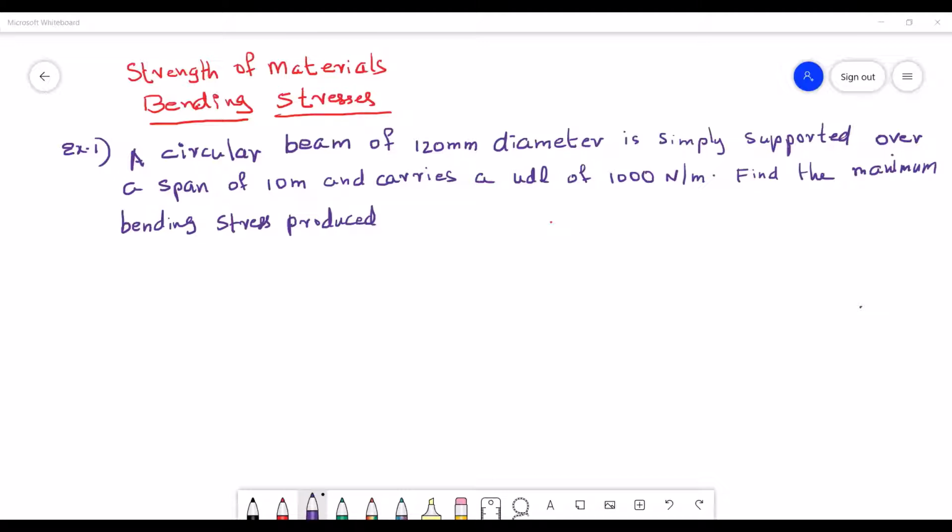The first numerical which we are going to do is this: a circular beam of 120 millimeter diameter is simply supported over a span of 10 meter and carries a UDL of 1000 Newton per meter. Find the maximum bending stress produced. So first of all, let us draw the simply supported beam.